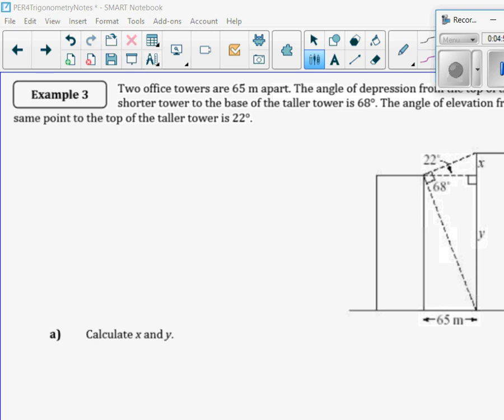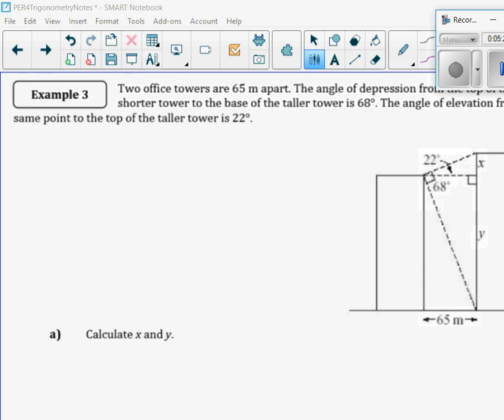Okay, I can't read the top there. I'll have to borrow somebody's. Two office towers are 65 meters apart. The angle of depression from the top of the shorter building to the base of the taller building is 68 degrees. The angle of elevation from the same point to the top of the taller building is 22. It's saying find x and y and then find the height of the tower. Now, if you didn't know that you had to figure out x and y, would you have known that you need to figure out what this is and then add it together? Hopefully.